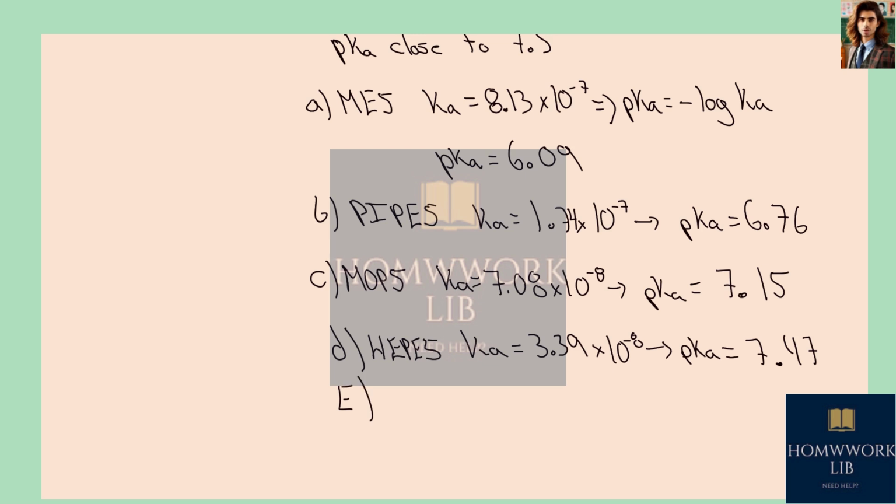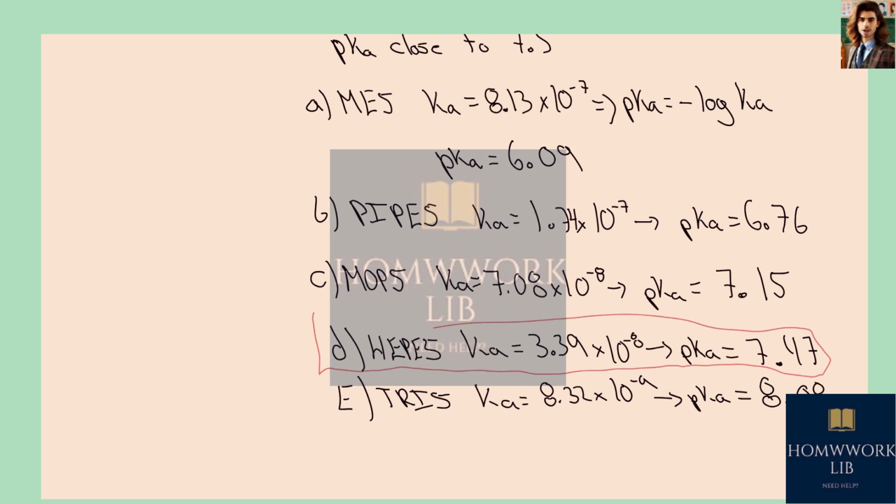And finally for E, that is TRIS, the Ka is 8.32 times 10 to the minus 9, which corresponds to a pKa of 8.08. So the one that is going to be ideal for creating a buffer at 7.5 is D, because it has the closest pKa to the pH that we require for our solution. And that will be all.